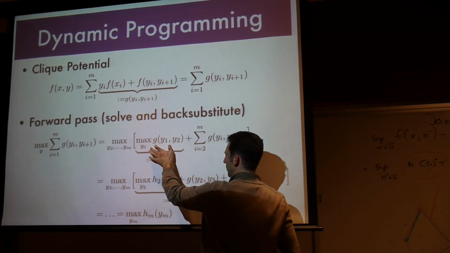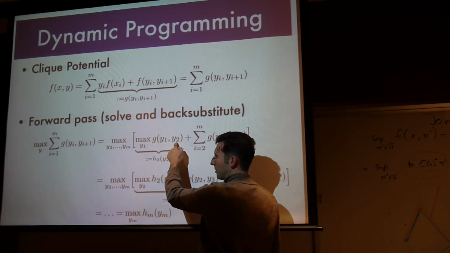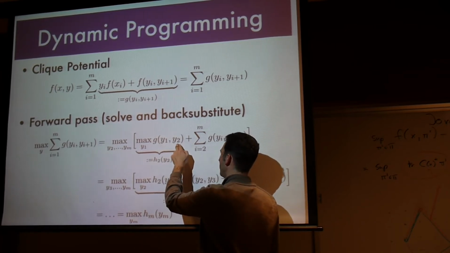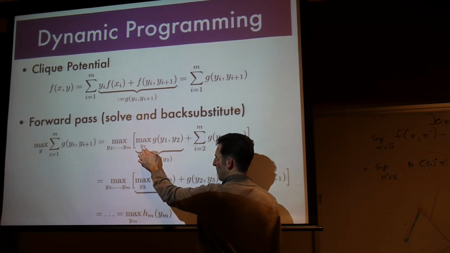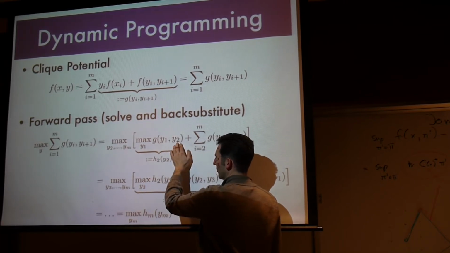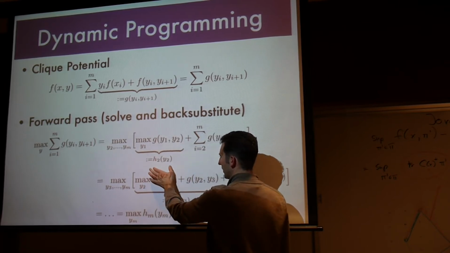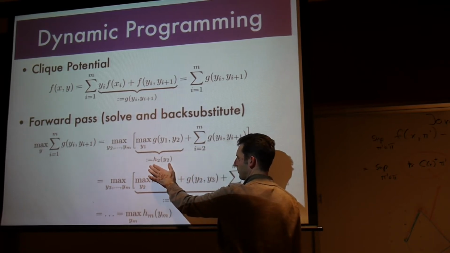So I can pre-solve. Of course I don't know what value y2 has, but if I knew y2, I would sure know how to pick y1, right? So now, for every value of y2, let's pick a value of y1, and I call this function h2 of y2.